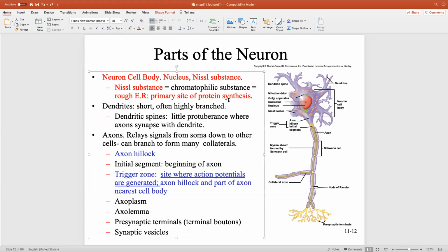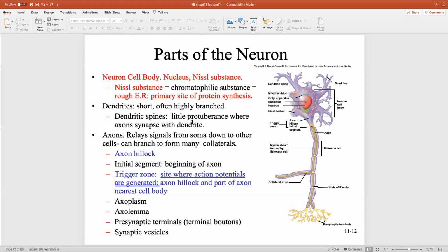Now, in the cell body we have Nissl substances, sometimes called Nissl bodies, and these are chromatophilic substances. These are where the rough endoplasmic reticulum is. This is the primary site of protein synthesis, and you'll notice as well that in order for repair to occur in the axons, you will need functional Nissl substances, and obviously you're going to need a functional nucleus as well.